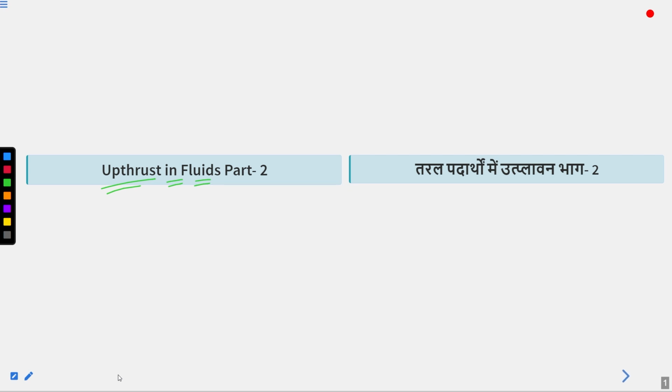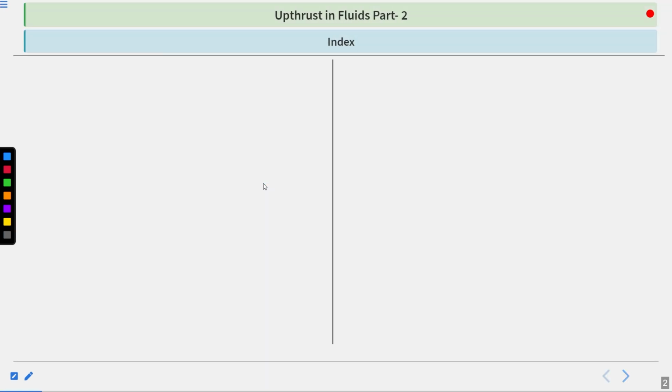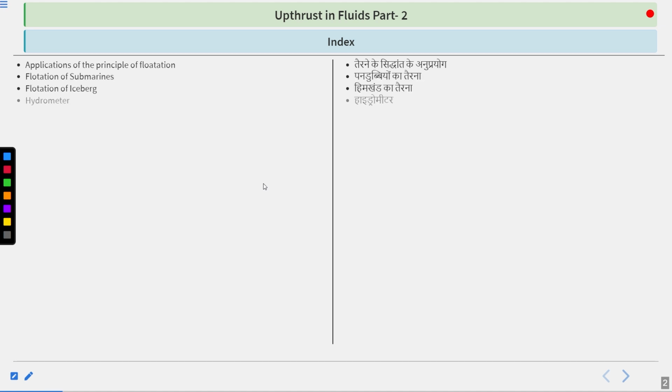So in this lecture we are going to talk about this further, what we mean by upthrust, what is the meaning of upthrust in fluid, and that is going to be our part 2. In the previous one we discussed several facts. In this lecture we are going to talk about the applications of the principle of flotation: flotation of submarines, flotation of iceberg, hydrometer, lactometer, acid battery hydrometer. So these are going to be the points of discussion for us in this particular lecture.